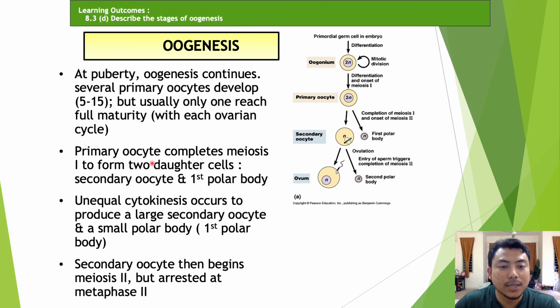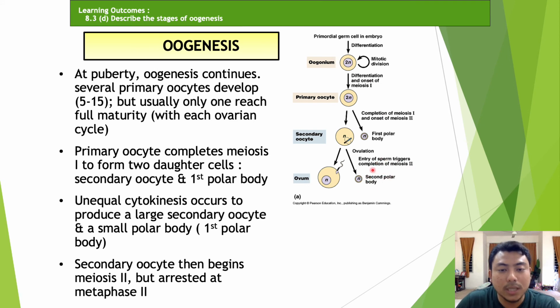So the primary oocyte completes meiosis 1 to form two daughter cells. Okay, this one and this one. The secondary oocyte, okay, later will become ovum. This one is the secondary oocyte. And the other one is the first polar body. Okay. Unequal cytokinesis occurs to produce a large secondary oocyte and a small polar body, the first polar body. The secondary oocyte then begins meiosis 2, okay, meiosis 2, but arrested at metaphase 2.